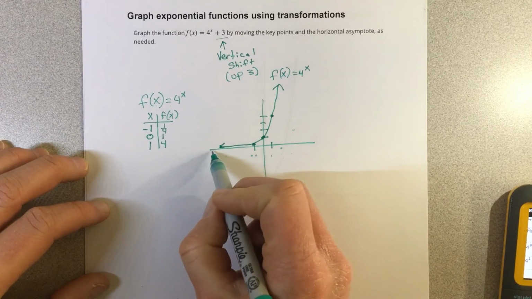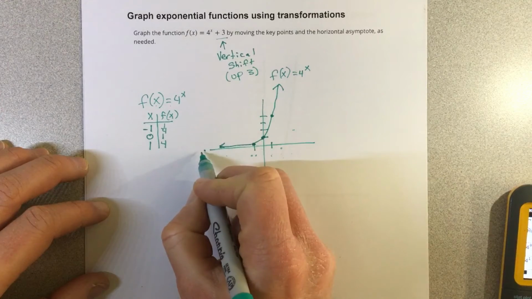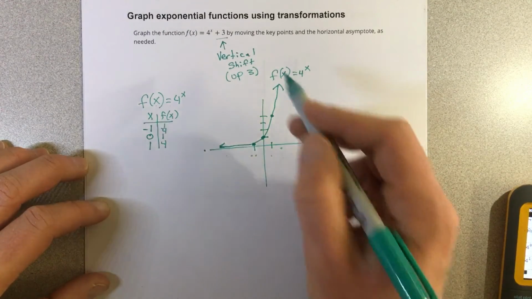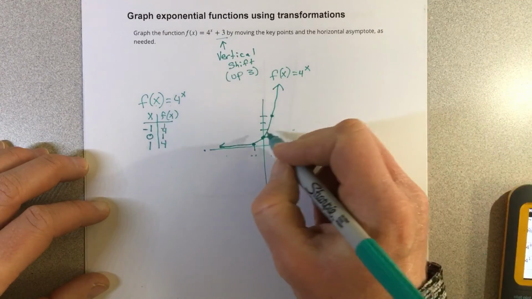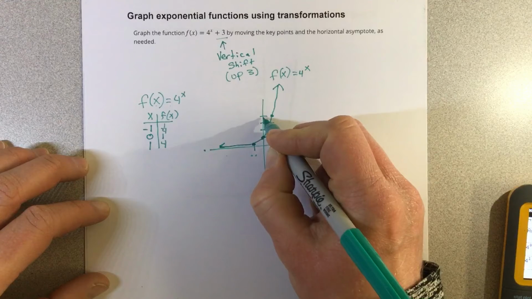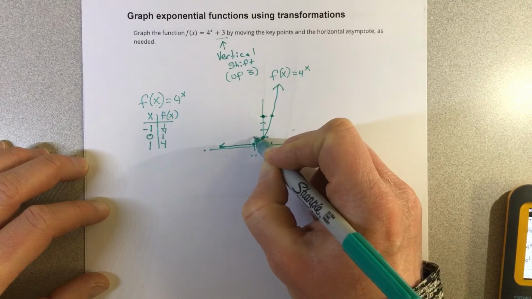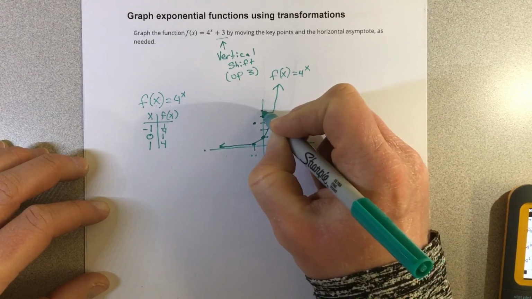Now, there's a horizontal asymptote that this line butts up against. That horizontal asymptote is the x-axis. So when I do this vertical shift up 3 for this function, which they're asking me to graph, I move this y-intercept up 3. I move this point up 3. And I move this coordinate up 3.